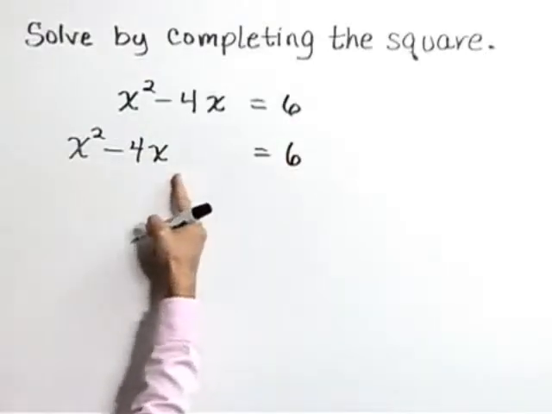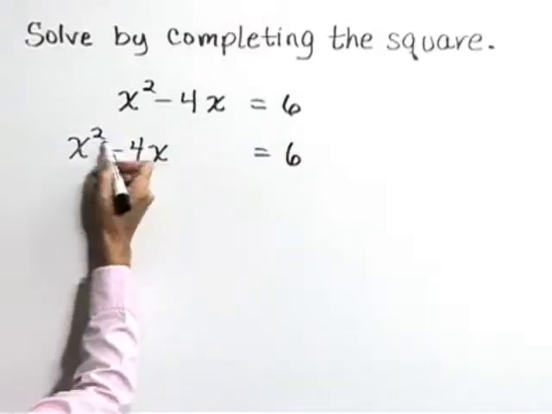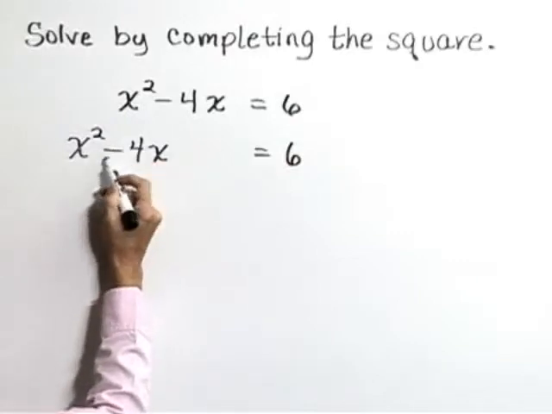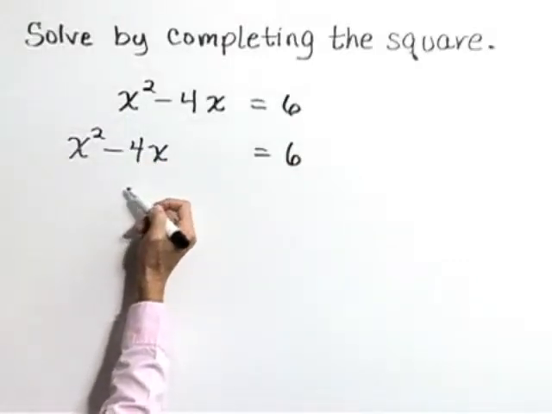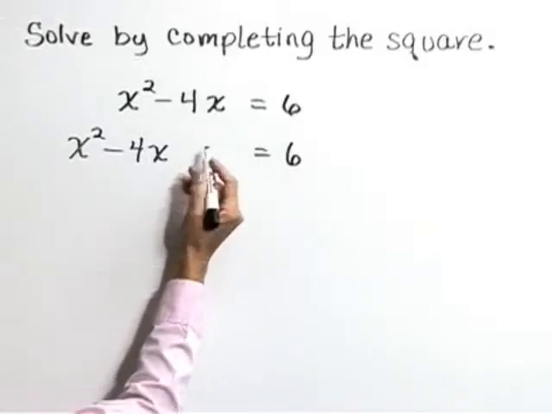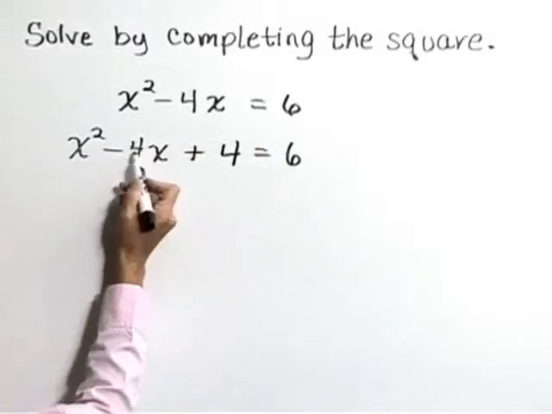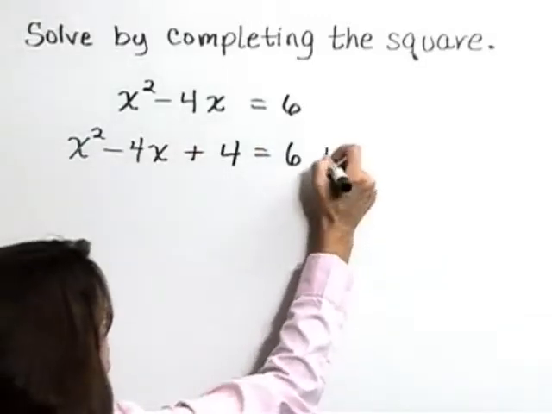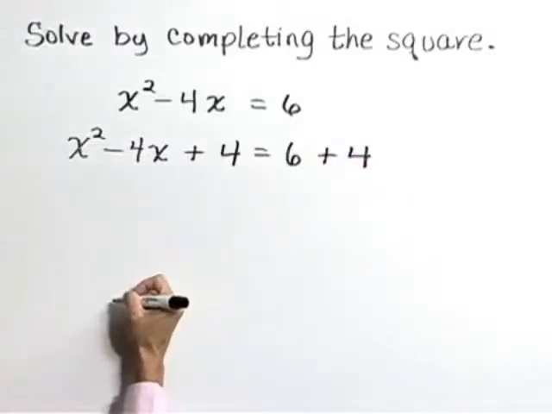Now, in order to create a perfect square trinomial, we look at this middle coefficient, which is negative 4. Half of negative 4 is negative 2. And negative 2 quantity squared is a positive 4. So take half of that coefficient and square it. If we add 4 to the left, we need to add 4 to the right to keep this equation balanced.